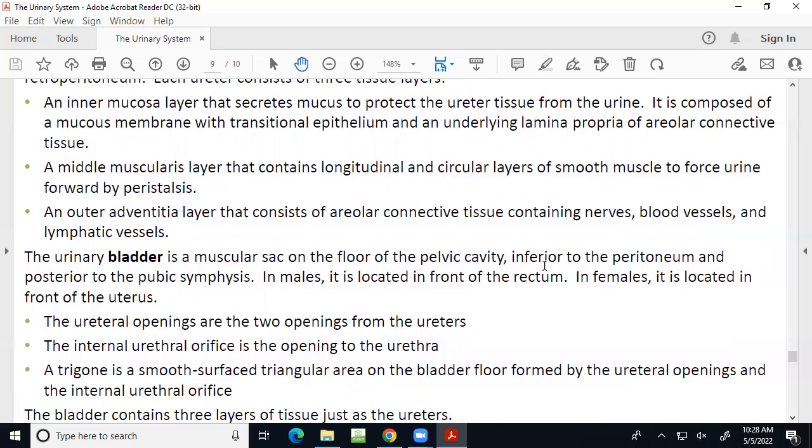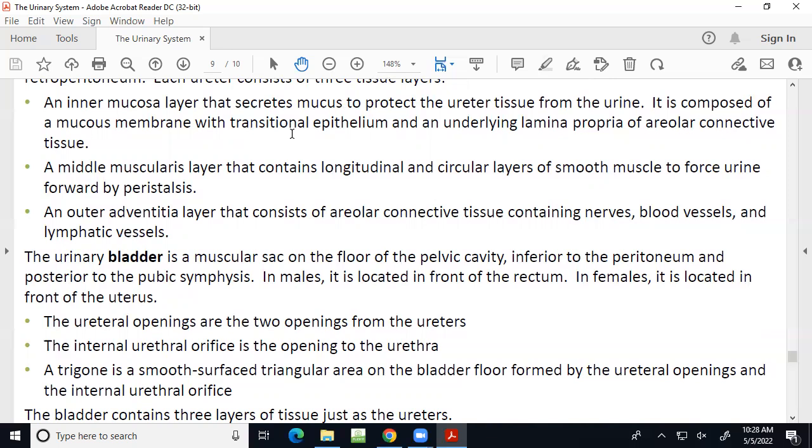Okay, let's talk about those different layers. Inner mucosa is going to secrete mucus to help protect the ureter tissue from urine, which is slightly acidic. It's composed of a mucous membrane with transitional epithelium and an underlying layer of lamina propria, which is areolar connective tissue. If you don't remember, we did talk about transitional epithelium at the very beginning of the semester when I first talked about tissues. If you think back to that point, we talked about the fact that some types of epithelium, the cells can change their shape, where they can be cube shaped and then kind of squished down and become more squamous. That's what transitional epithelium is able to do.